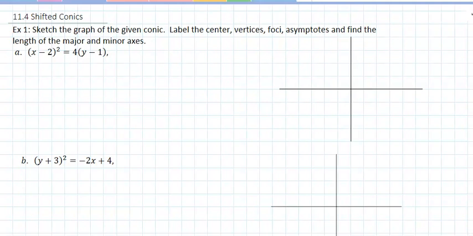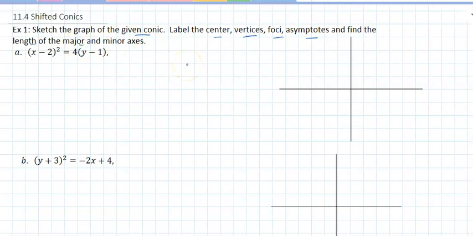11.4 talks about shifted conics. So we start with an example right away. Example 1. Sketch the graph of the given conic. So it could be either a parabola, a hyperbola, or an ellipse. Label the center, vertices, foci, asymptotes, and find the length of the major and minor axis.